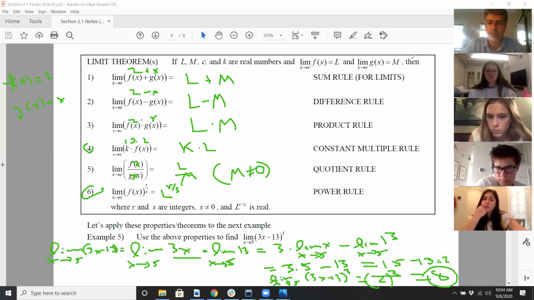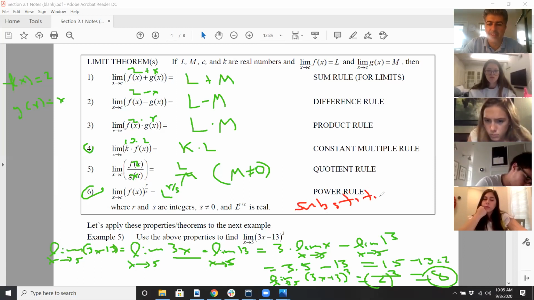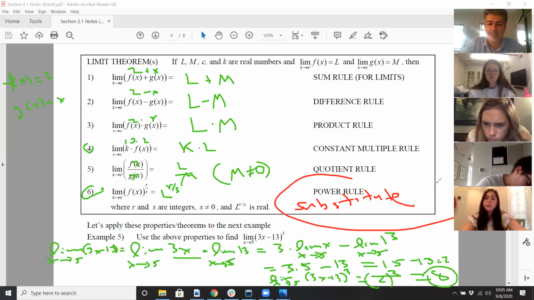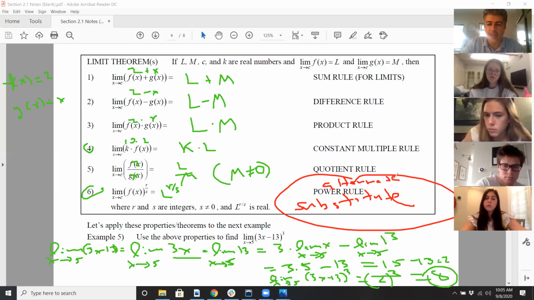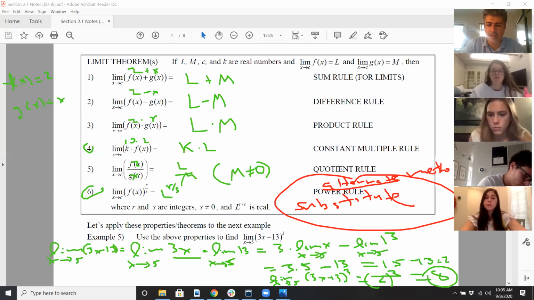To be honest with you, you could just substitute. That's also fine too, as an alternate, which we are working our way towards. Usually as your first thing you want to do is just substitute, as an alternate method to what I just did, which actually is more efficient. Just plug 5 in. 3 times 5 is 15, minus 13 is 2, 2 cubed is 8.